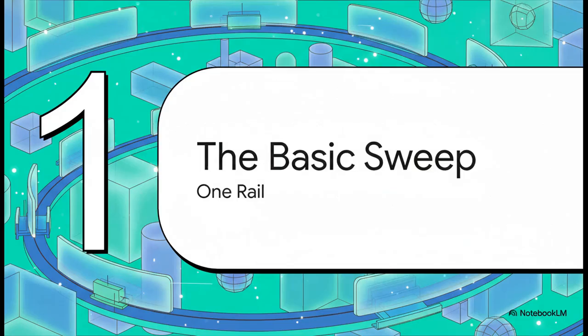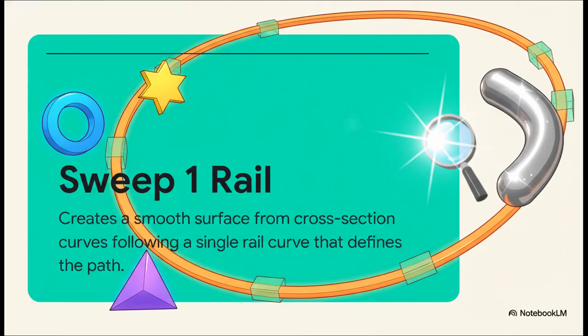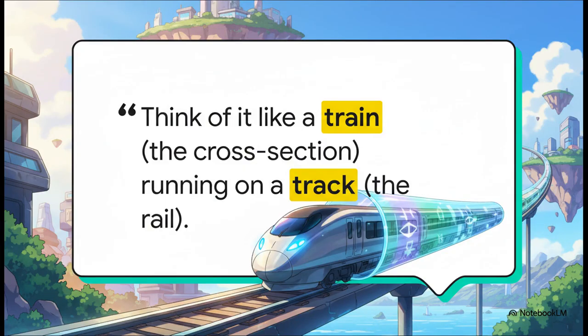Okay, so let's get into the nuts and bolts of this, starting with the most fundamental version of the command. This is the classic, the original, the one-rail sweep. So what is it? At its core, you've got just two key ingredients. First, you have your cross-section. That's the 2D shape. And second, you have a single curve, the rail, which is the path it's going to follow. That's it.